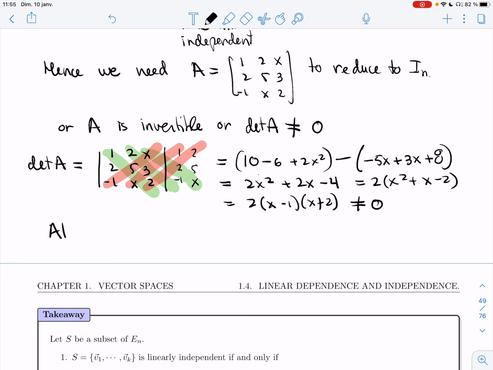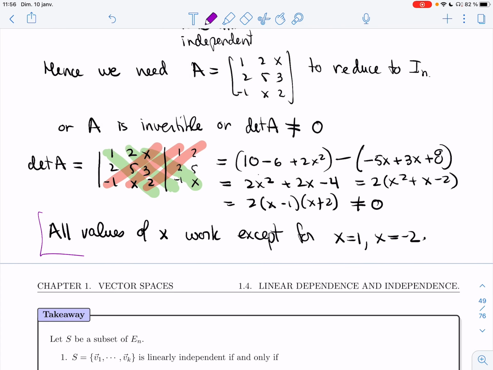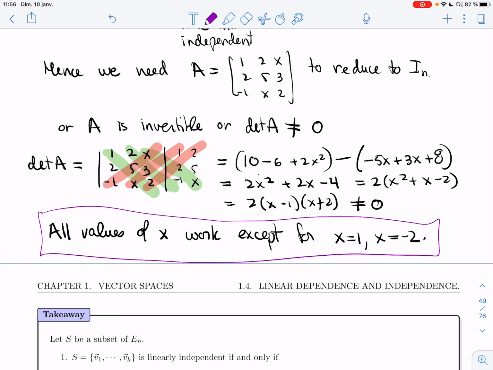So all values of x would work, except for x equals 1, which would make the determinant 0, and x equals minus 2, which would also make the determinant 0. All right, so here's my answer.